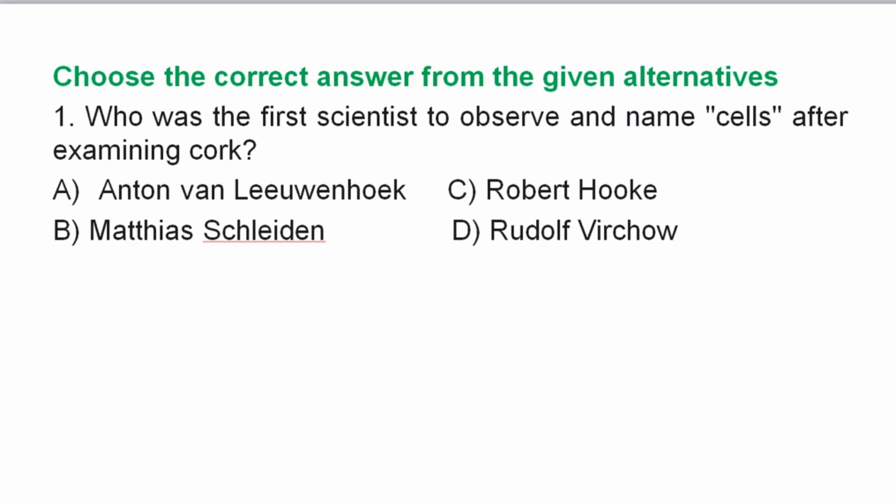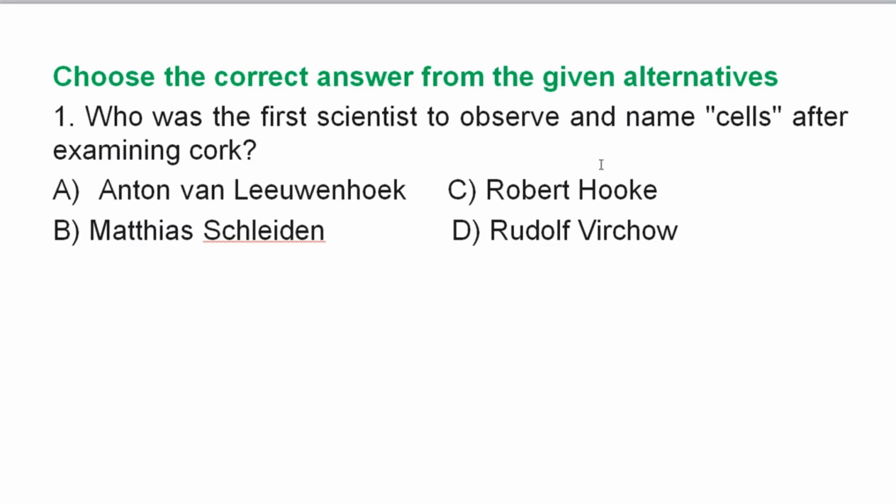Question number 1. Who was the first scientist to observe and name cells after examining cork? A. Anton Hooke. B. Matthias Sheldon. C. Robert Hooke. D. Rudolf Virchow. Which one is the correct answer from the given alternatives? Who was the first scientist to observe and name cells after examining a thin slice of cork?